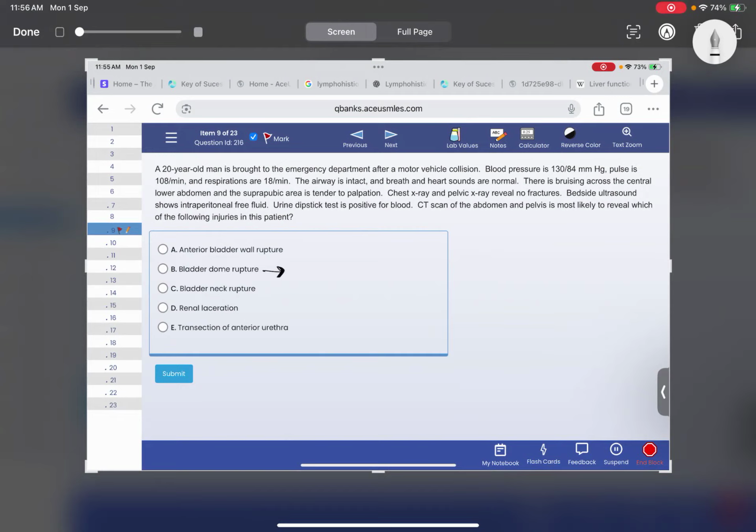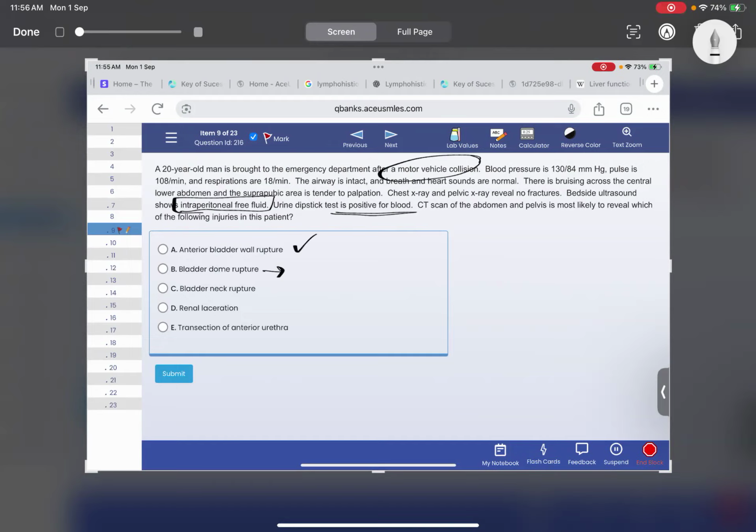What is happening? What do we see? We see intraperitoneal fluid, right? And it has some blood in it, okay? And the problem is motor vehicle collision.